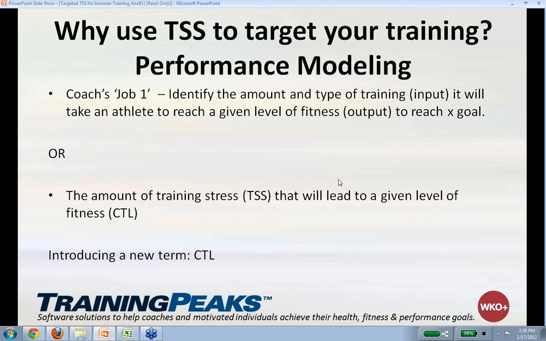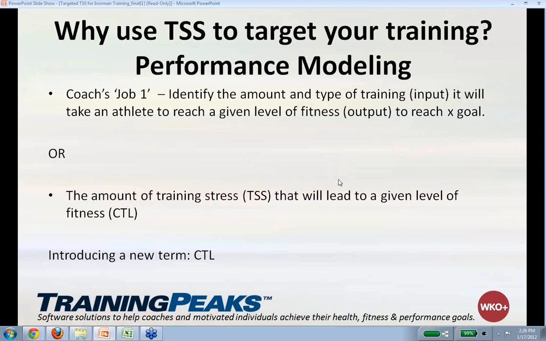So going into performance modeling in a little bit more depth, as a coach, an athlete comes to me and they say, Coach, my goal is X, Y, Z. I want to qualify for Kona. I want to get onto the podium of an international Ironman race, whatever the case might be.